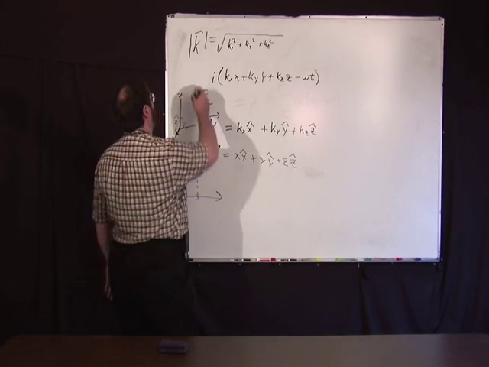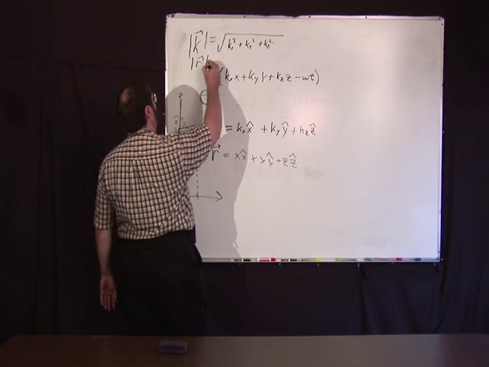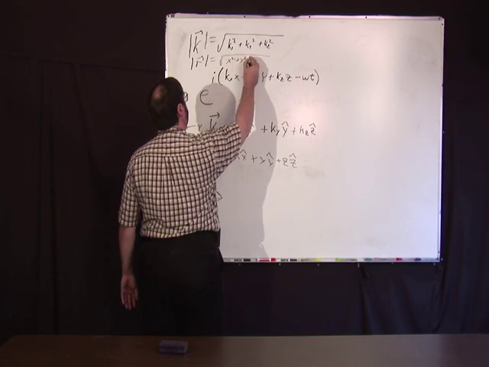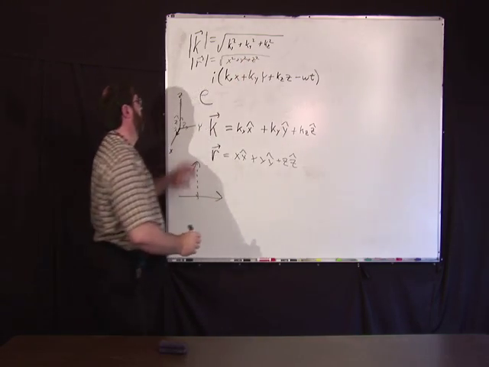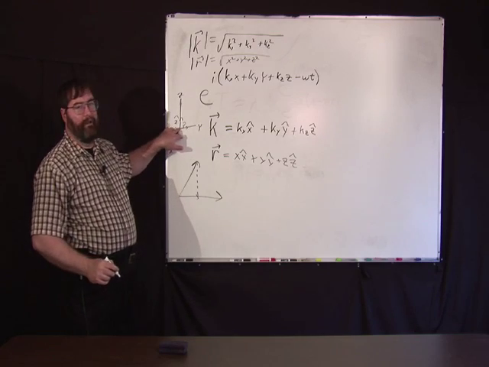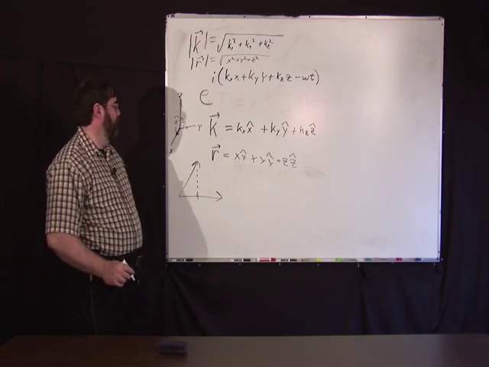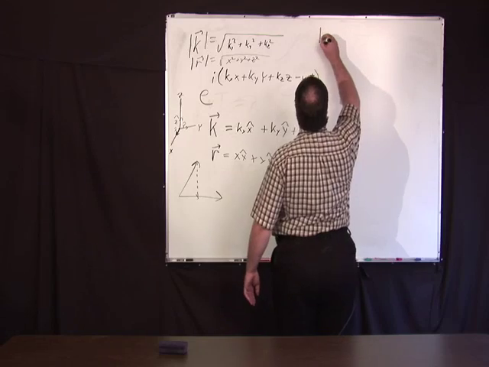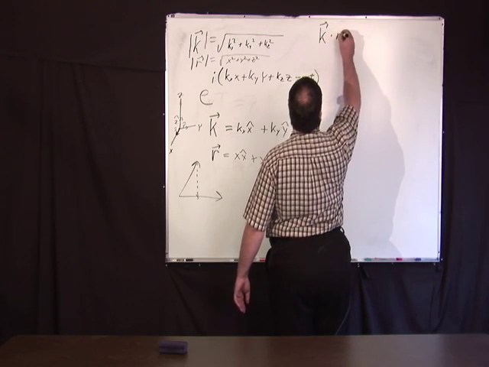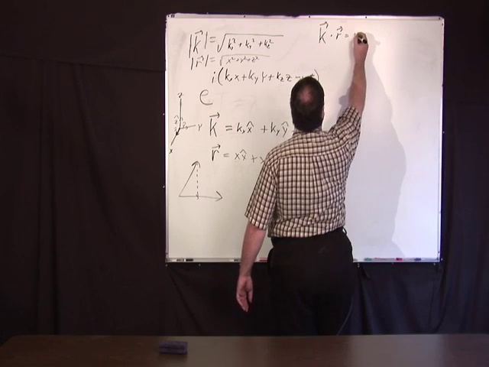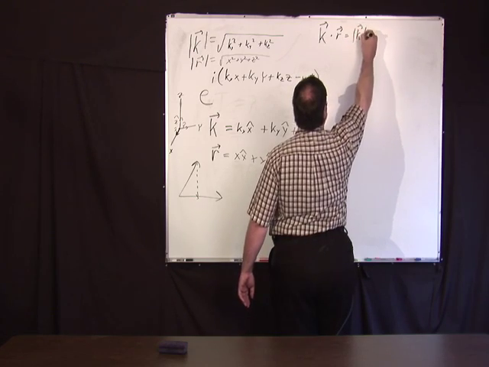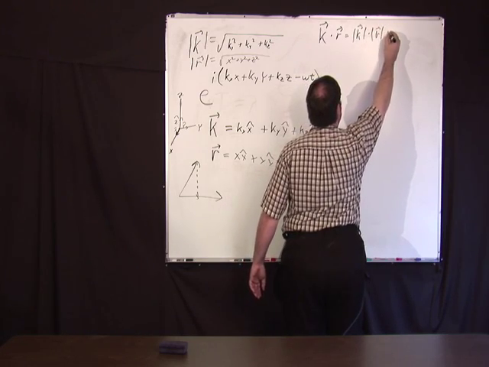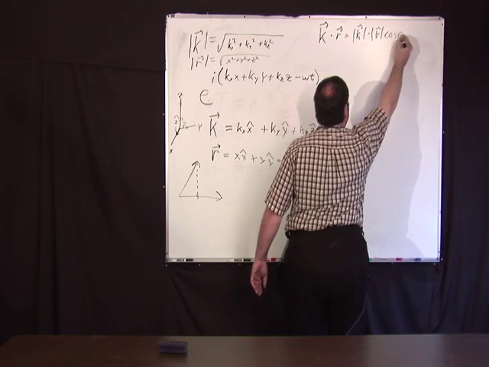Same thing: r equals the square root of x squared plus y squared plus z squared. You should probably have seen this already. The distance from the origin of any coordinate system looks like that. So you can define something called the dot product, k dot r, which equals the magnitude of k times the magnitude of r times cosine theta.